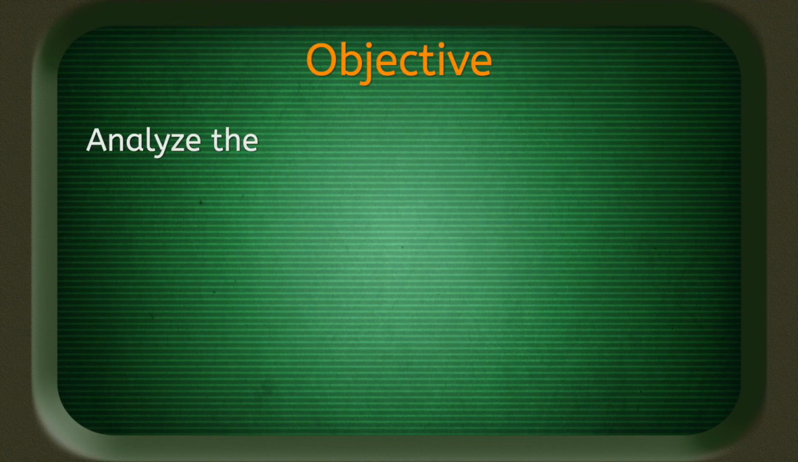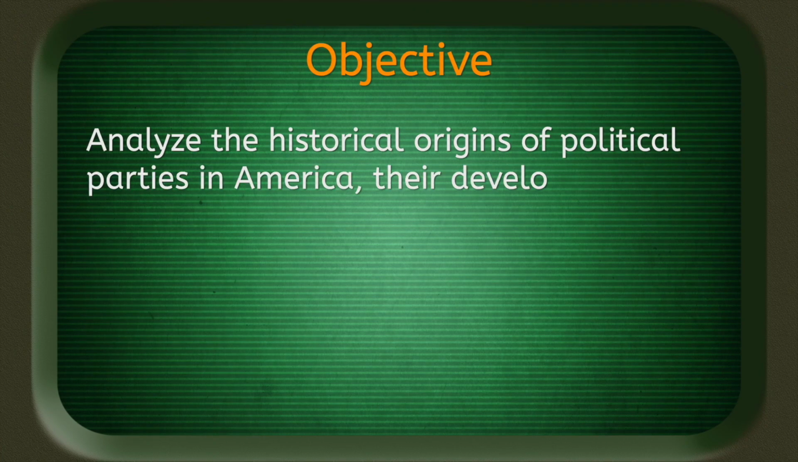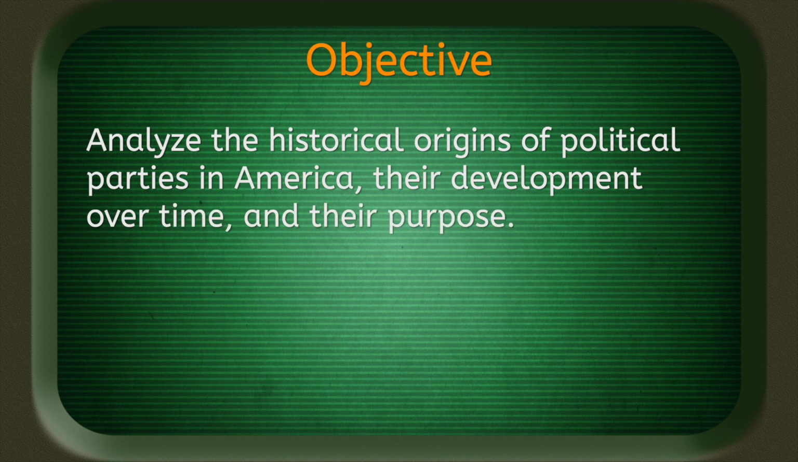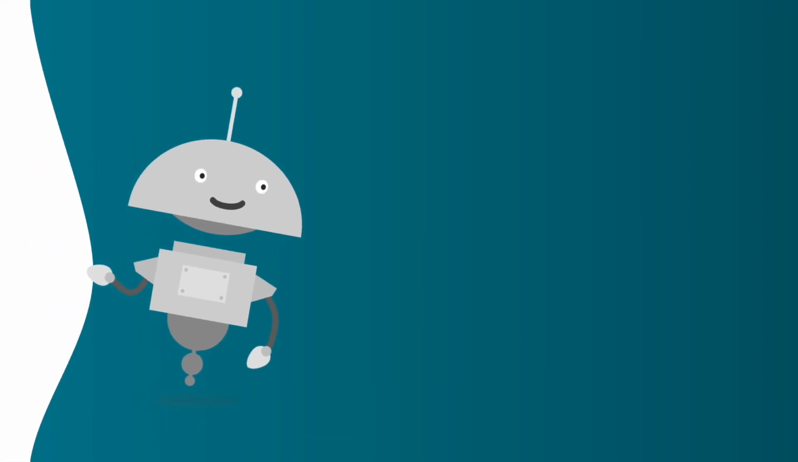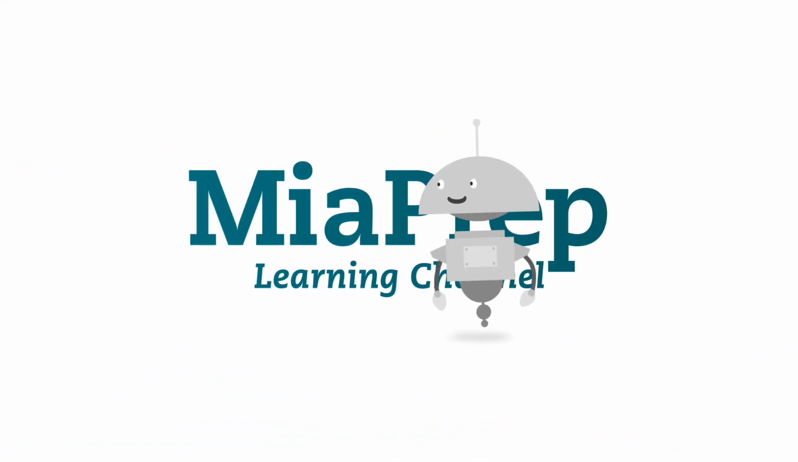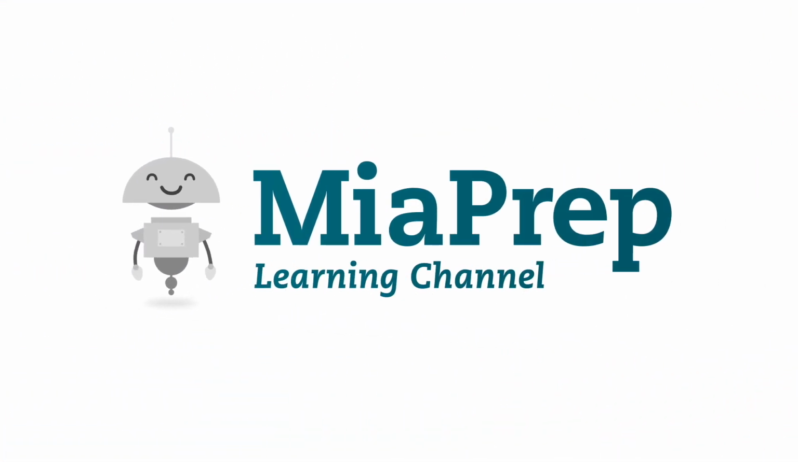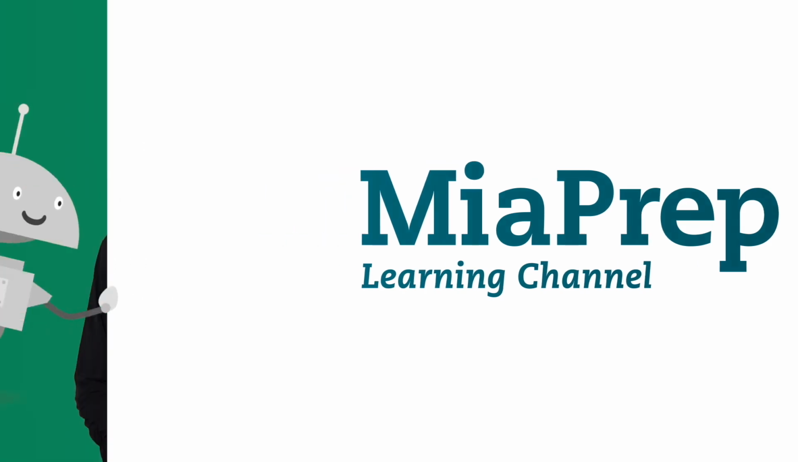Today, you will analyze the historical origins of political parties in America, their development over time, and their purpose. Grab that notebook or tablet you've kept handy throughout the course. Before we hop into the MiaPrep 3000, I need you to flip back to your notes from the previous lesson. Gotta be sure we have a rough idea about what to look for.